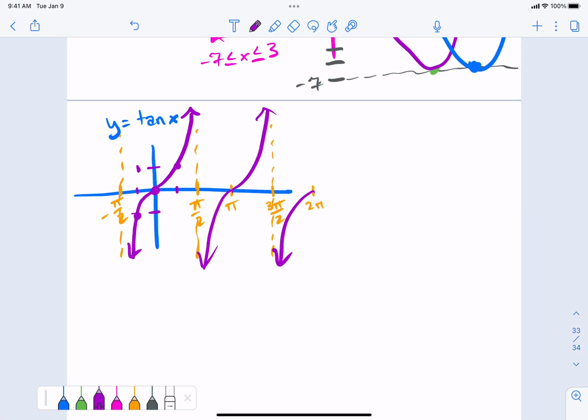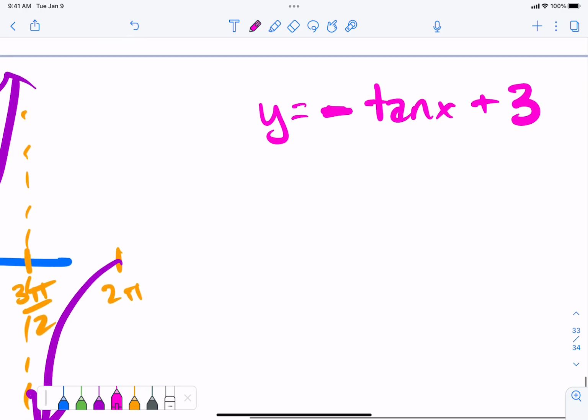Alright, here we go. Let's just do some tangent graphs. I want you to graph y equals negative tangent x plus 3. Graph it. It's just up 3. And it's backwards, going down. It's just up 3 and it's going down. For your markings, your vertical asymptotes will stay at the same spot. You'll still have the halvesy vertical asymptotes. That's all you have to do.